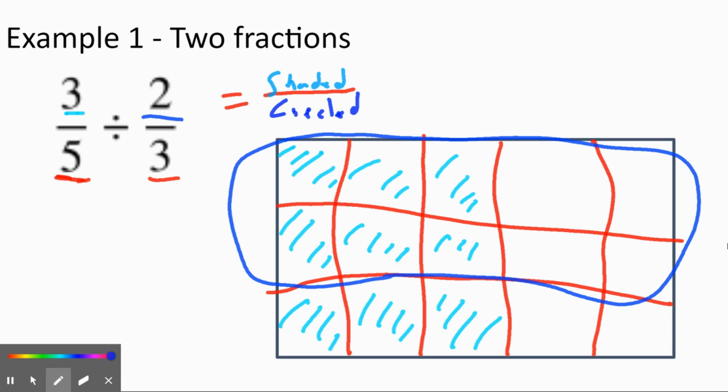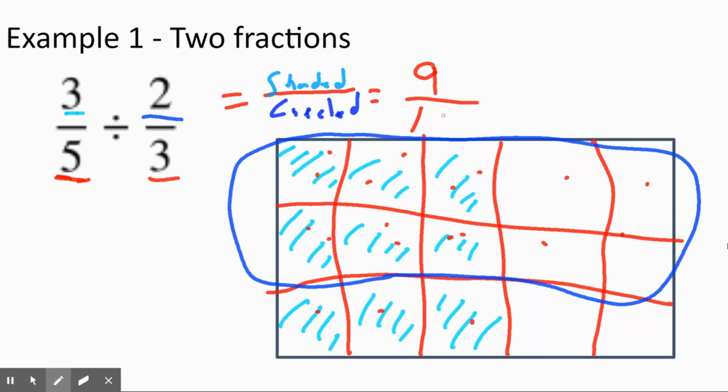So if we actually count these up, we see you have 1, 2, 3, 4, 5, 6, 7, 8, 9. So we're going to have a 9 for our numerator. And in terms of what we have circled, we have 1, 2, 3, 4, 5, 6, 7, 8, 9, 10. So we're going to have a 10 for our denominator. Now if we could simplify, we would simplify. We can't though, so we get a lovely fraction of 9/10.